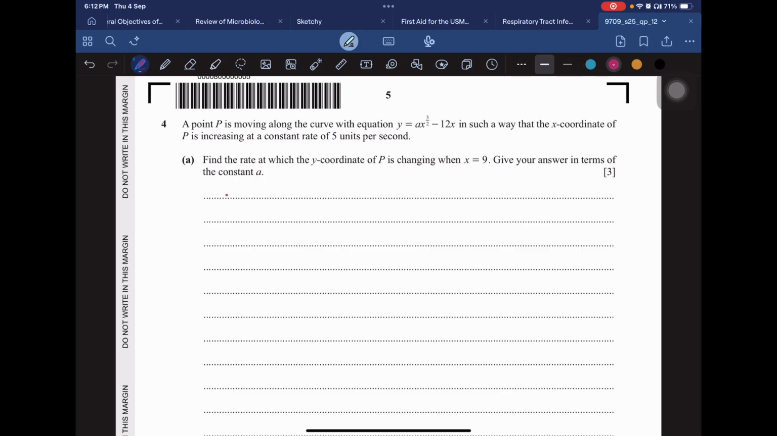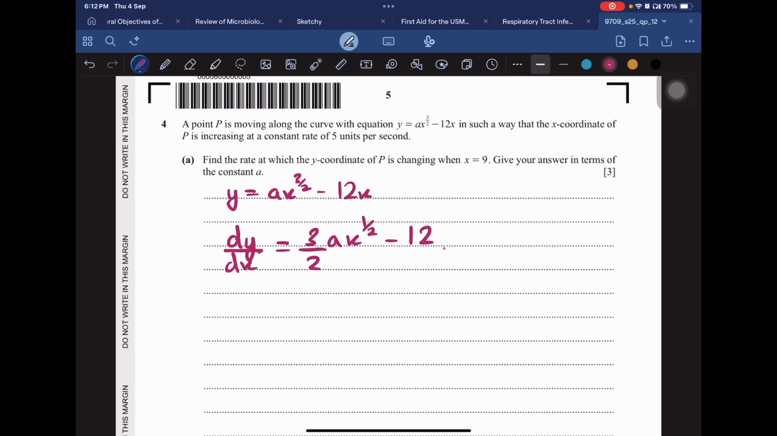So we know that y is equal to ax power 3 upon 2 minus 12x. Using this, I can find dy over dx. So for ax power 3 upon 2, to differentiate this, I'll multiply 3 upon 2 with the coefficient. So 3 upon 2a, and I'll subtract 1 from the power of x. This will become x power half. For 12x, it will just become 12, right?